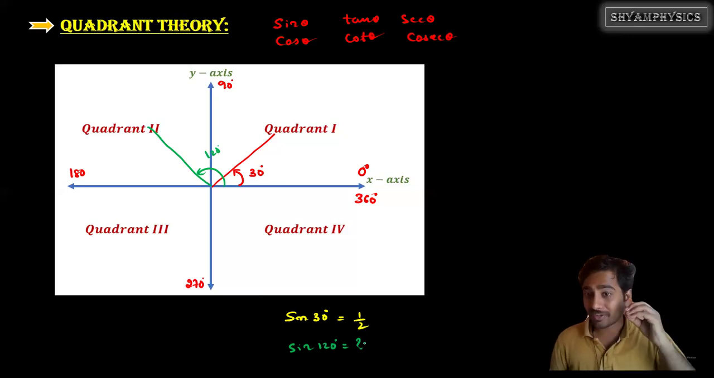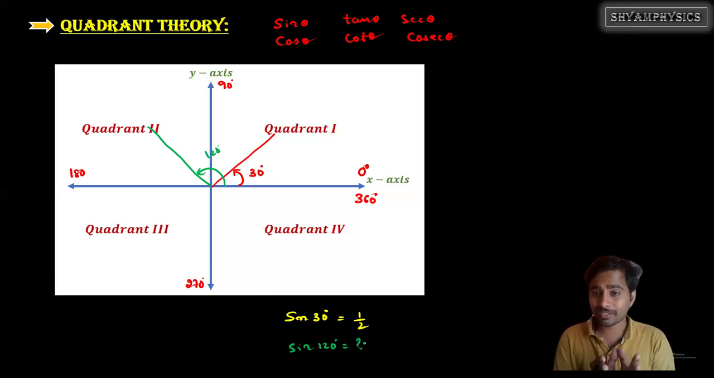Because we know all the trigonometric function values only from 0 to 90 degree. In order to know the values for whatever standard angles come, for all those angles, we have to calculate the answer, which means we want quadrant theory. In this quadrant theory, some simple rules are there.